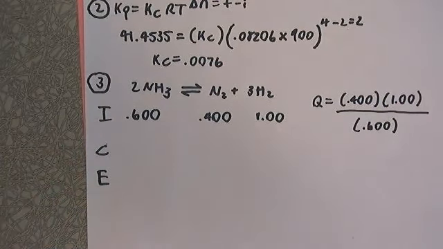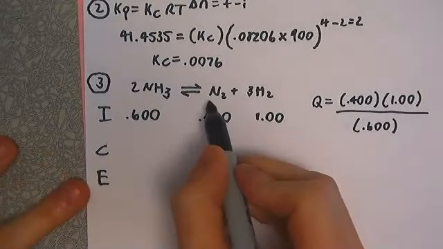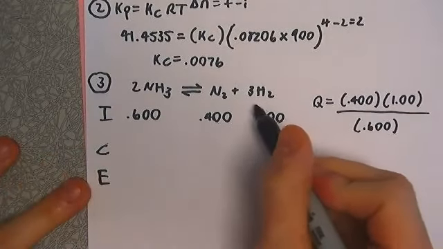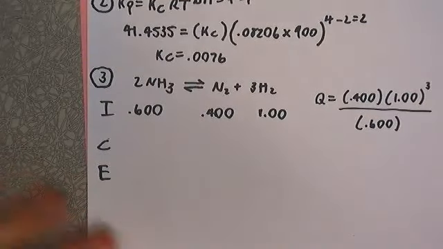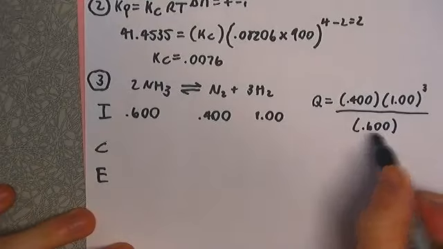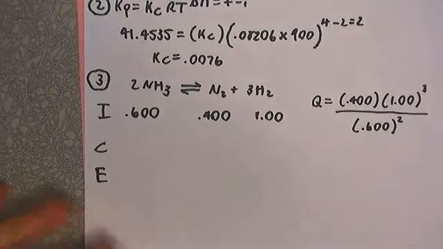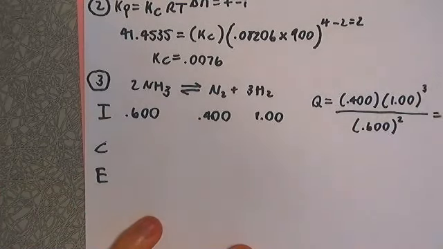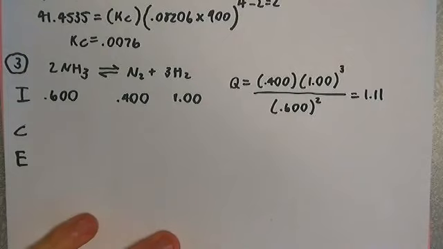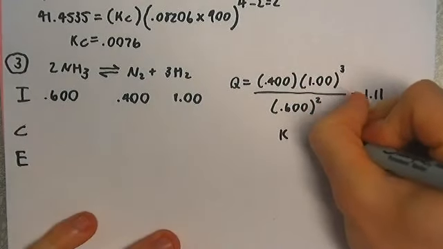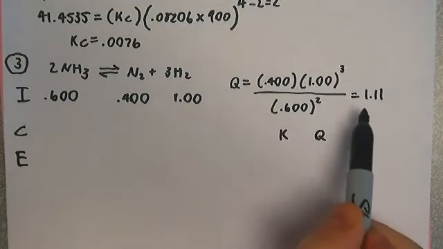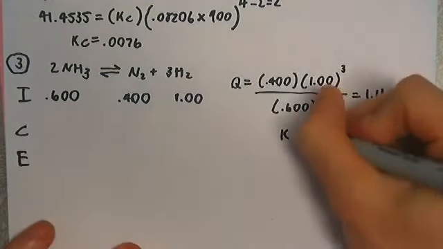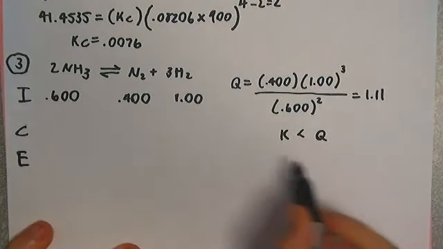What am I missing? Stoichiometry. I have 1 and 2, so 0.4 raised to the 1. I have 3 H2s, so I have to raise this to the third. Luckily, it's still 1 because 1 raised to the third is still 1. And then 0.6 should be raised to the 2 because there's a stoichiometric coefficient of 2. So Q would be equal to 1.11. Now let's look at K versus Q, right? K was equal to 0.0076 and Q is 1.11. K is less than Q. Which way is the reaction going, right or left?